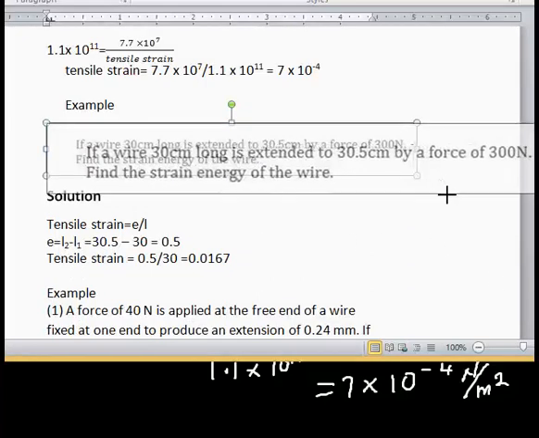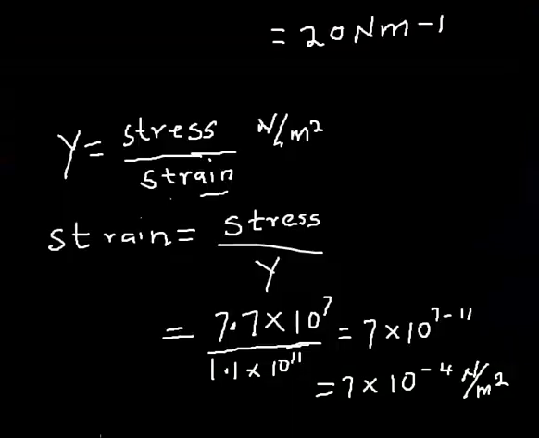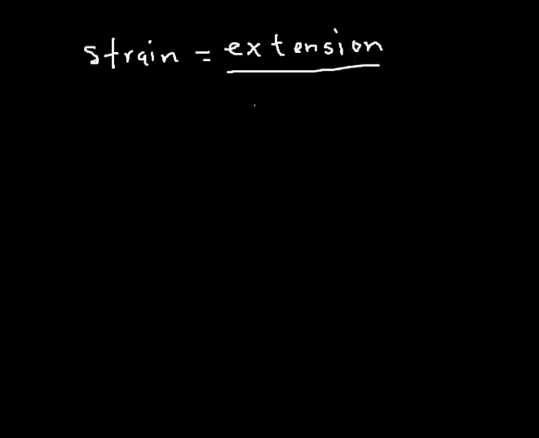Another question. If a wire 30 cm long is extended to 30.5 cm by a force of 300 Newton, find the strain on the wire. I don't even need to use this force to get the strain on the wire. Strain on the wire is simple. To get strain, all we need is just the extension divided by the original length of the wire.